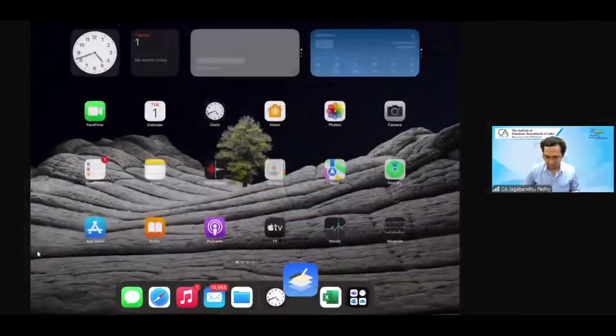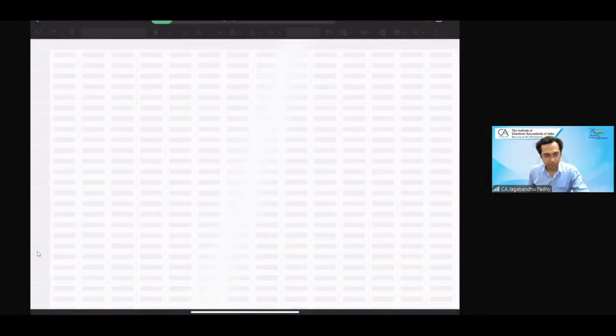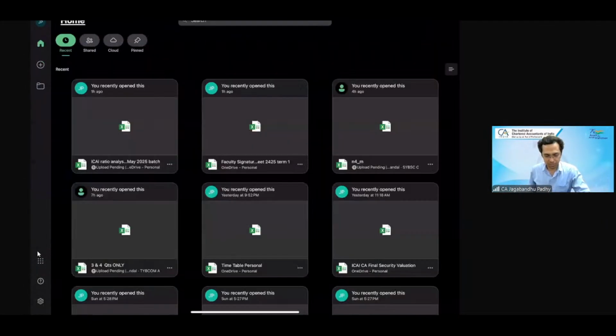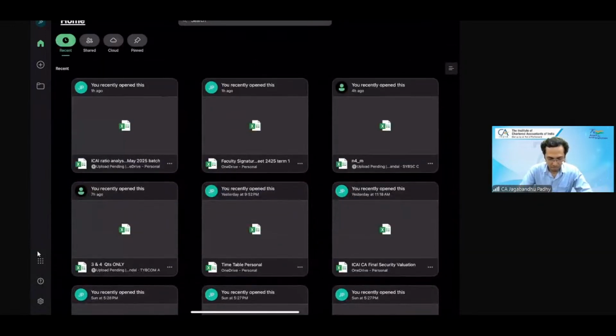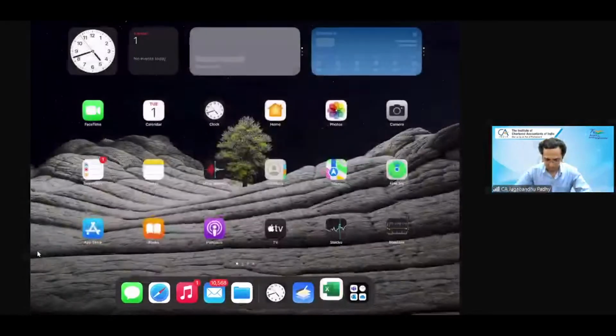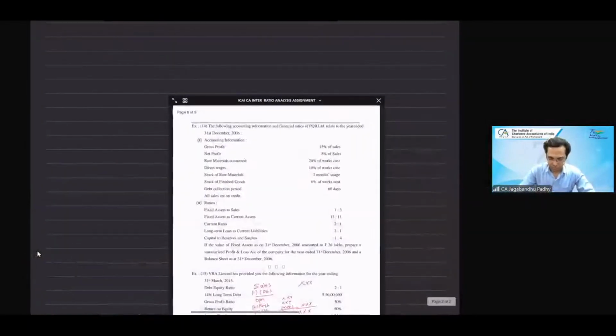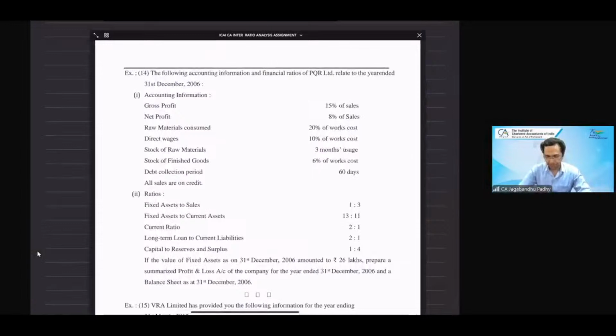Excel has started working now, or it hasn't yet. Not sure. It's still problematic. There is still some problem going on. Anyways, you can just start with question number 14, guys.